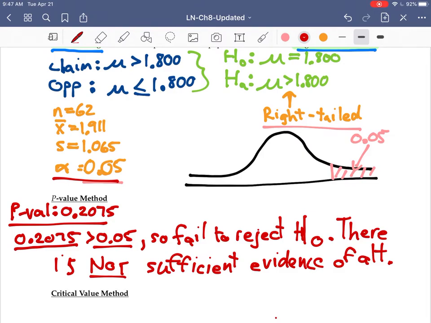What this says in terms of areas, with this p-value of 0.2075, is that for this sample, it would represent something like this. It has an area of 0.2075. Since that area is larger than the 0.05 area, we fail to reject the null. We're not in that region of rejection.